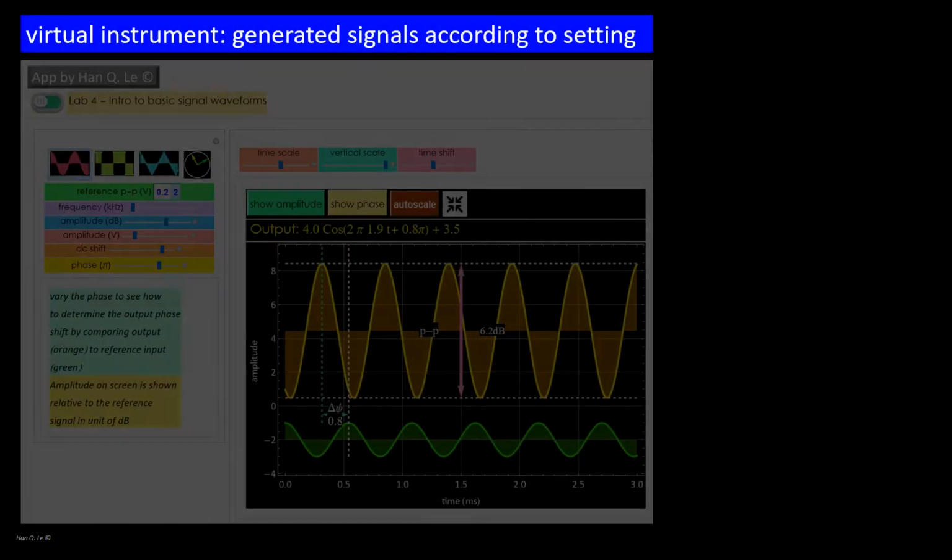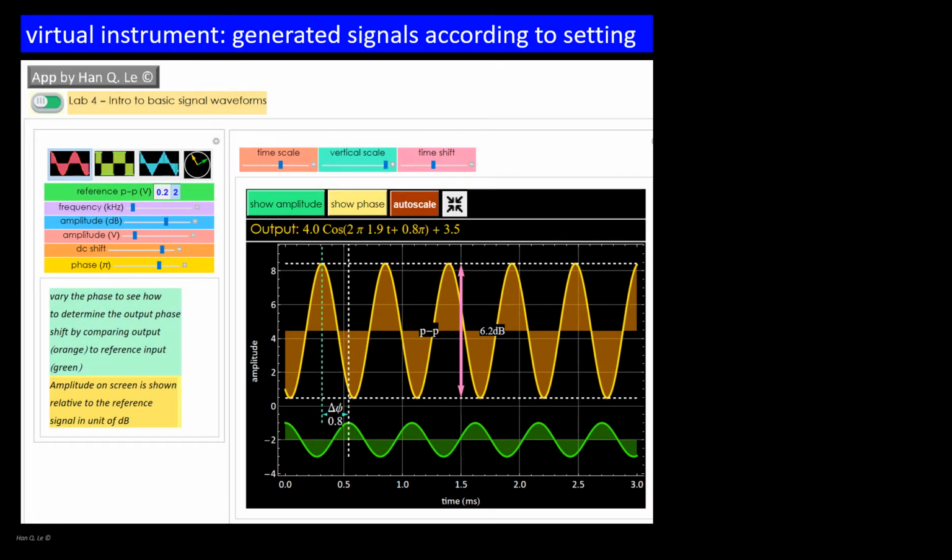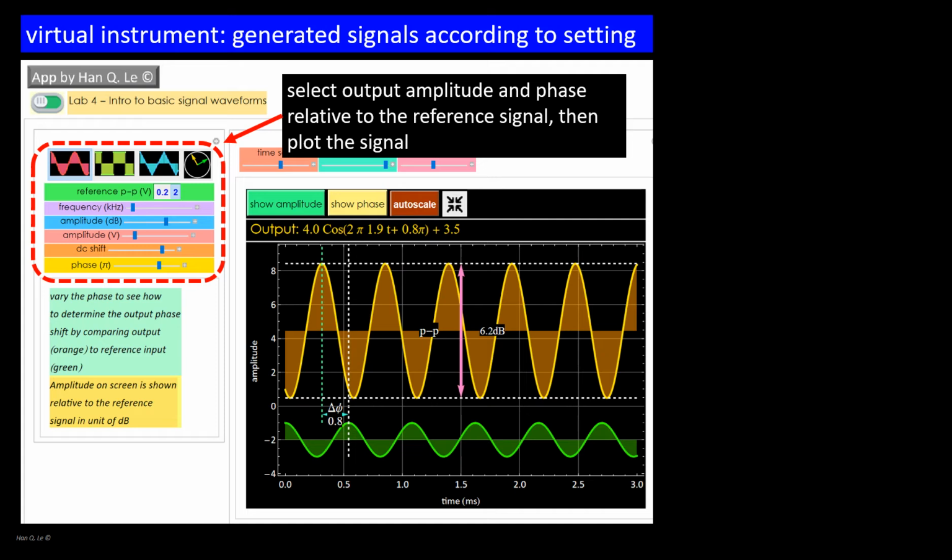In Part Introduction, Step 3, we used an app that simulates virtual instruments. A signal is generated with certain amplitude and phase of the user's choice. On the virtual scope, the signal, yellow, is displayed along with the reference signal in green. The signal amplitude and phase relative to the reference, as chosen by the user, are shown, such as 6.3 dB amplitude gain, and 0.8 pi phase shift in this example.